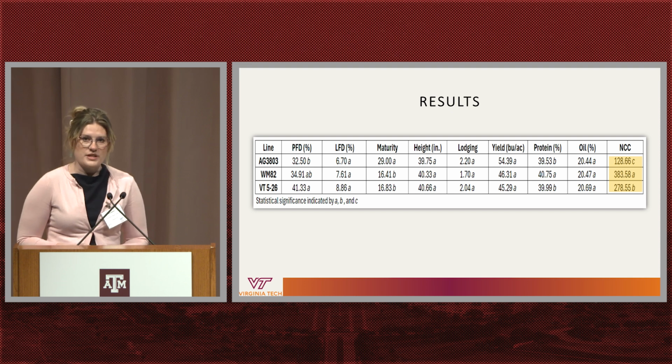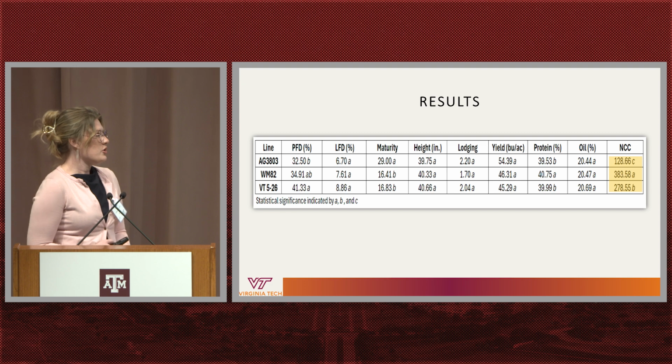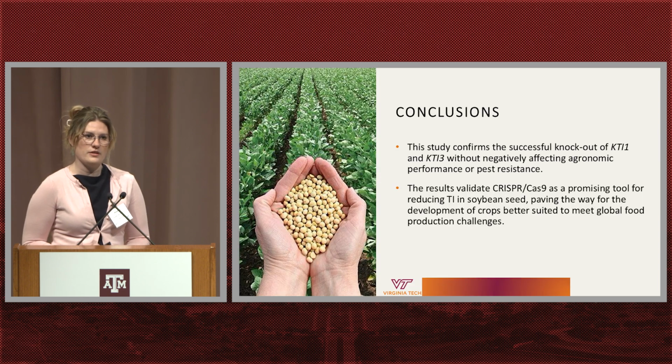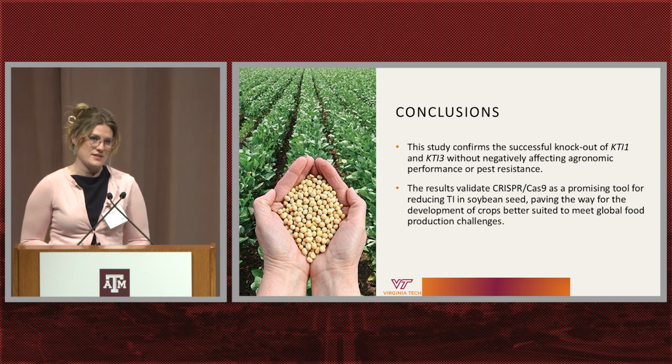However, our most interesting result for this study was the nematode cyst count. We saw a significant reduction in the number of cysts per plant on the VT 5-26 line, more than 100 less cysts per plant compared to the wild type.